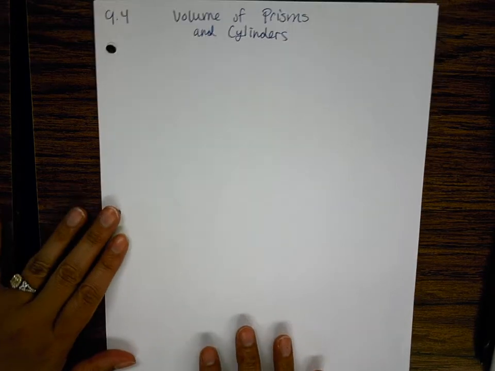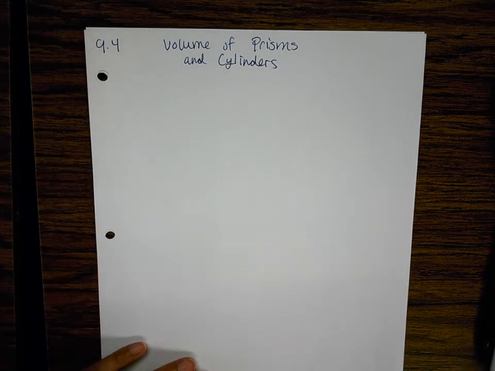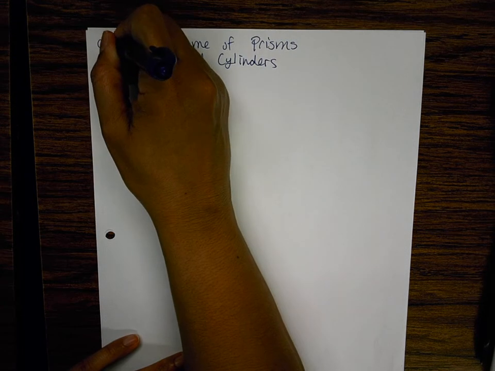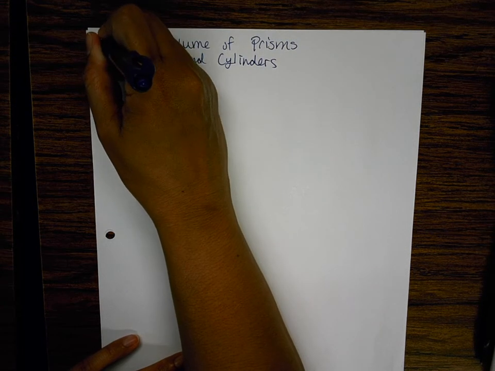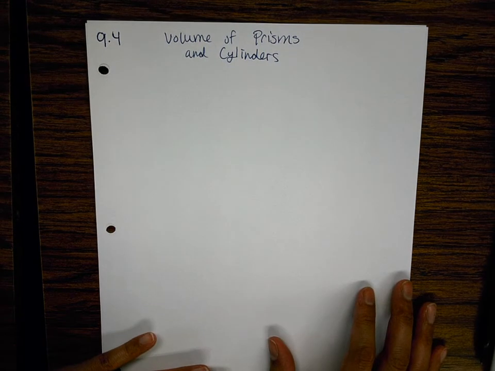Okay, so this has nothing to do with the old Unit 9 that we did while we were at West. This is a Unit 9 on volume of prisms and cylinders. It was our old Unit 9 years ago, and we just did not renumber it, so it stayed Unit 9. Volumes of prisms and cylinders.